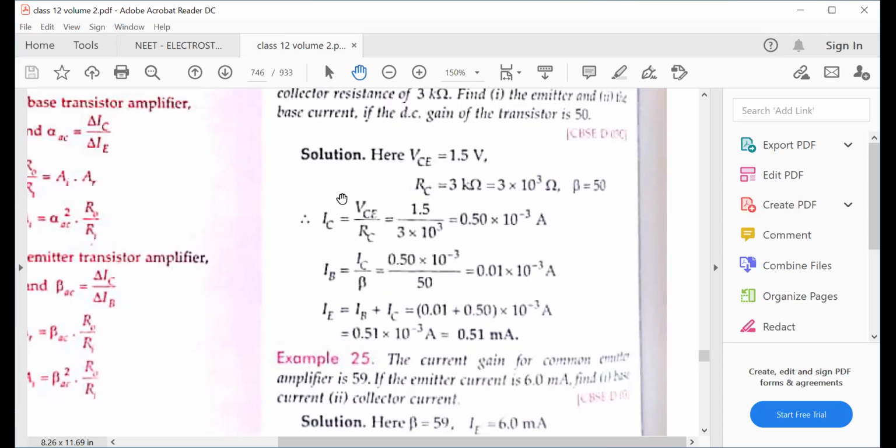So let's see the switches. Make a heading: transistor as a switch. I'll try to complete it today. Next one, transistor as a switch.